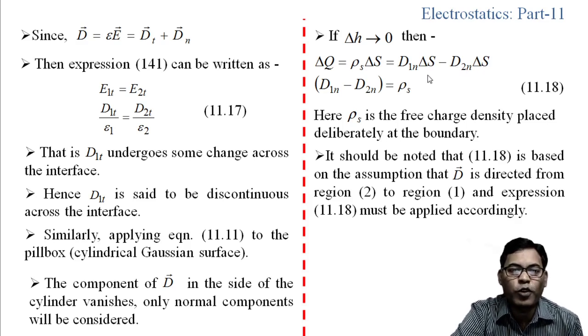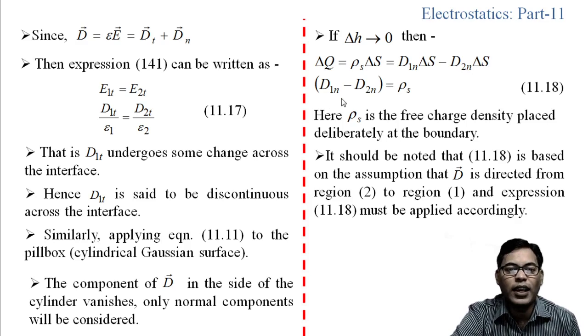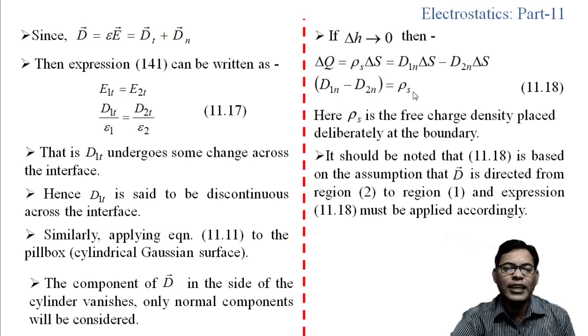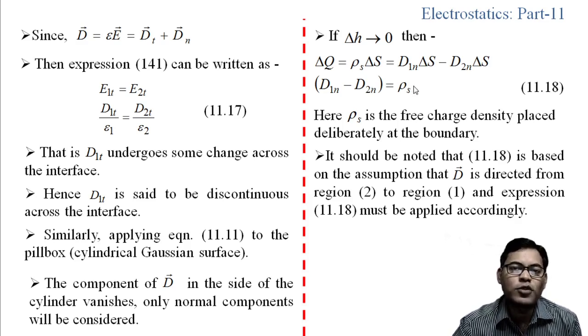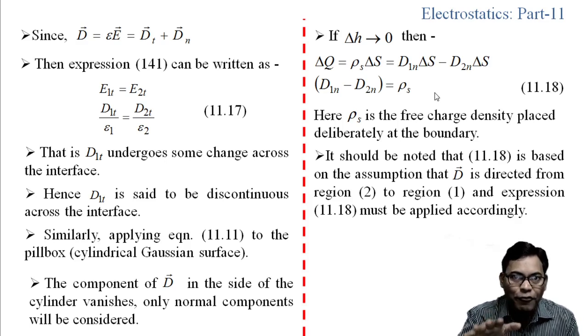So from that what we are getting is that d1n minus d2n del s cancel out, so we will get rho s. Here this rho s will be equals to 0. Now the question is why. The main point is that actually we have considered some free charges present at the interface of this boundary of dielectric material. Some free charges. Why we have considered that?